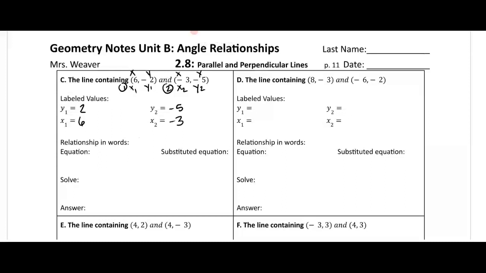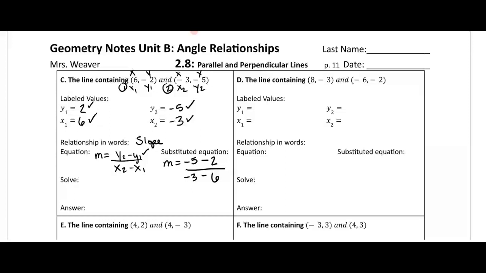Okay. Our relationship in words, we are finding slope. The whole point here is we're finding the slope between 2 points. And our equation is that our slope between 2 points is equal to y2 minus y1 over x2 minus x1. Substituting these values in, m equals y2, negative 5, minus y1, 2, over x2, negative 3, minus x1, 6.